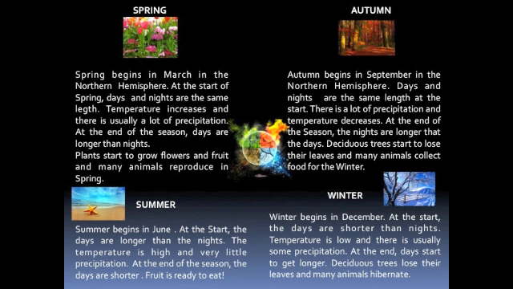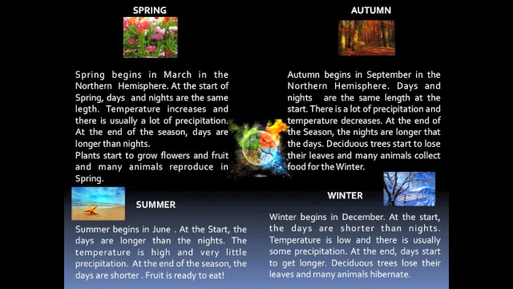Autumn begins in September in the northern hemisphere. Days and nights are the same length at the start. There is a lot of precipitation and temperature decreases. At the end of the season, the nights are longer than the days. Deciduous trees start to lose their leaves, and many animals collect food for the winter.